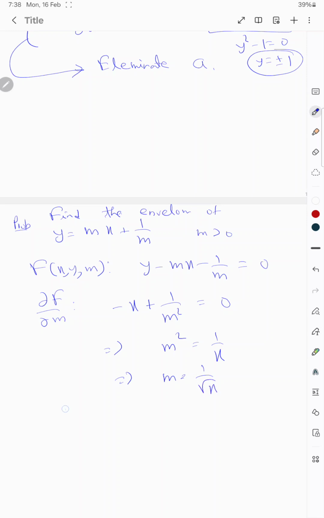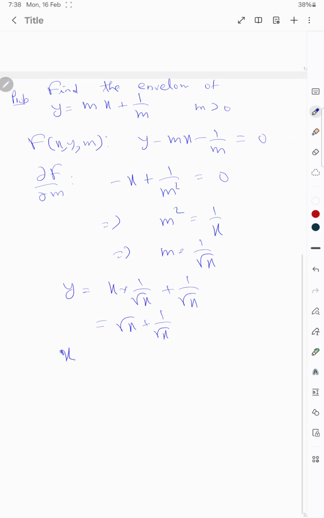You have to eliminate this thing. So basically what is your y then? x into 1 by root x plus 1 by root x. So root x plus 1 by root x. So this is basically root x into y is equal to x plus 1. If you just simplify, or we can simplify anything, I think it is enough. Okay, so in this way you have to find the envelope, right? Envelope.